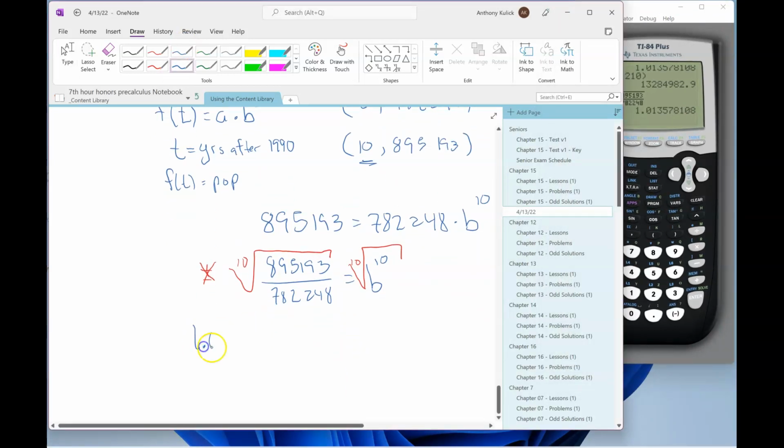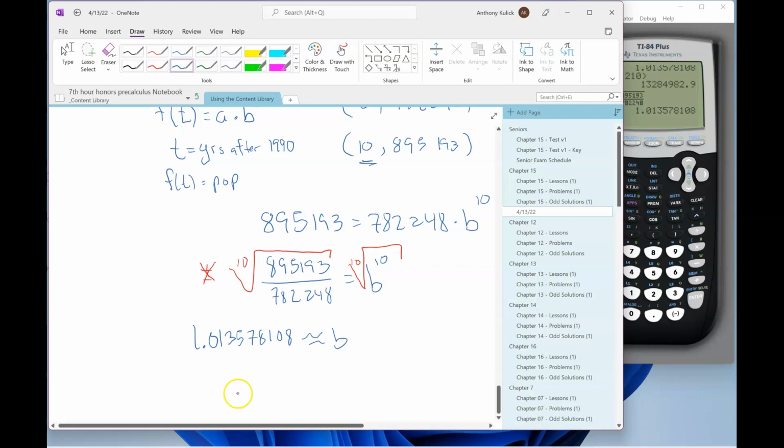So is this a growth or decay model? Is this going to be exponential growth or decay? Growth, right? How can I tell? A is positive and B is greater than 1. How else could I have told even before that? I looked at the 2 points and the population went up over time, right?